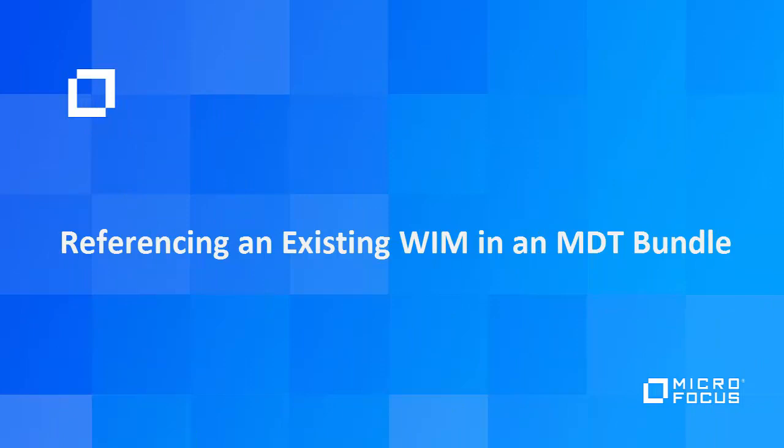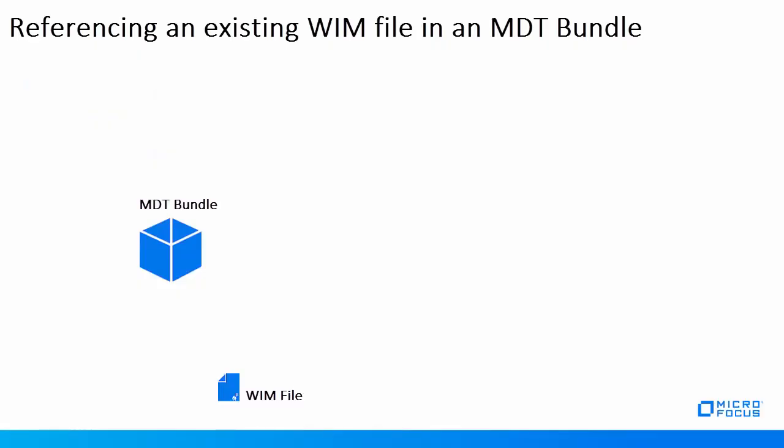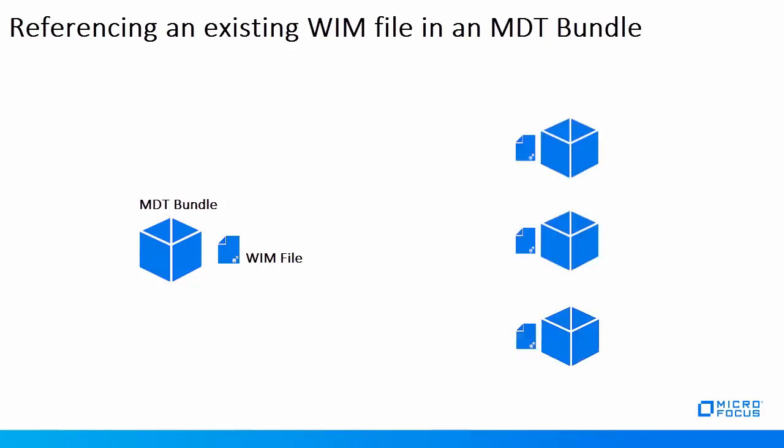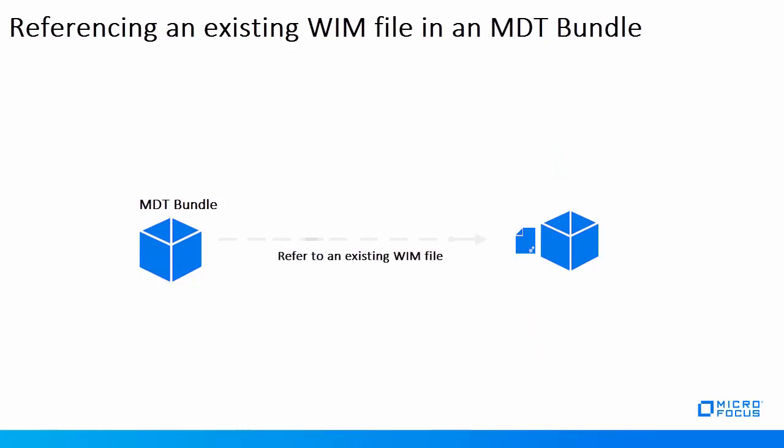Referencing an existing WIM in an MDT bundle. Until now, for each and every MDT bundle, you had to upload a WIM file, and WIM files can be bulky and occupy a lot of space on the content server. And it is tedious to upload the same WIM file multiple times. However, there might be a possibility that you might have earlier configured multiple bundles that use the same WIM file, but configured with different action sets. Using this new feature, administrators can now create MDT bundles using WIM files that have already been uploaded in an existing bundle.